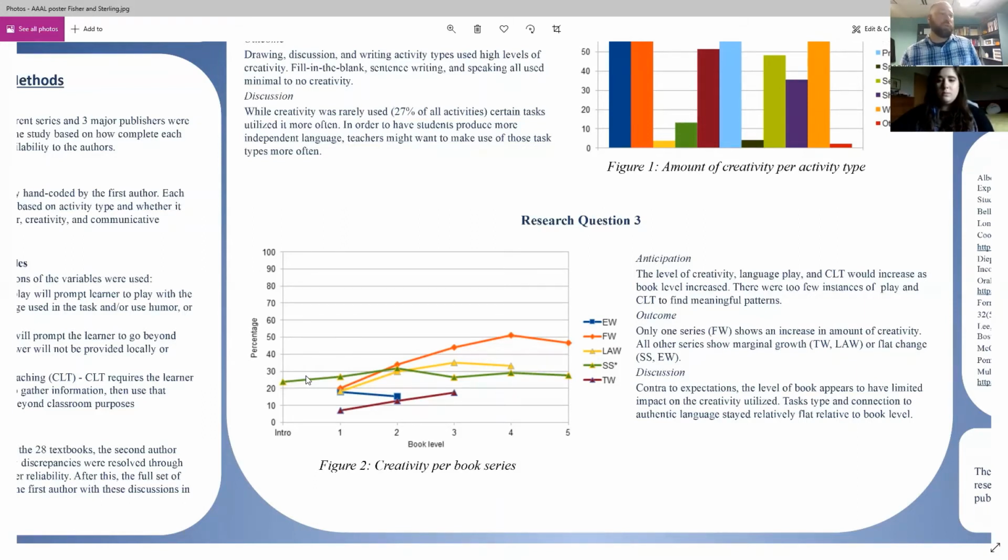So again, this only can show the level of creativity. Only two of our textbooks are even kind of trending towards having increased amounts of creativity per level. FW went up from 20 to about 50%, which is great. The other one that went up was the TW, from about 9% up to about 18-ish%. So again, it seems that two out of five book series are increasing the amount of creativity over time, but three of the five didn't. So it's questionable whether or not books actually get more complicated in the amount of creativity that they get to use. And unfortunately, we could not do this sort of analysis for either the language play or the CLT because the lines were 100% flat.